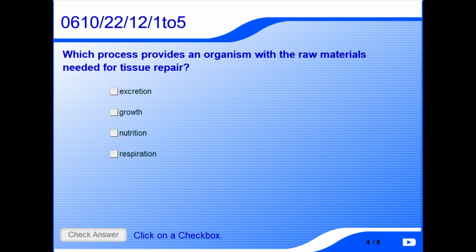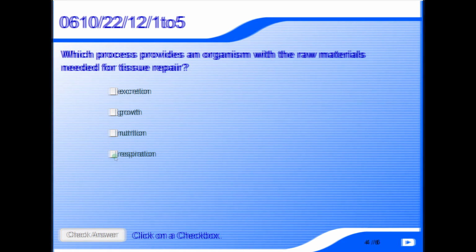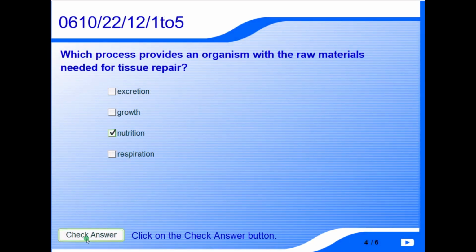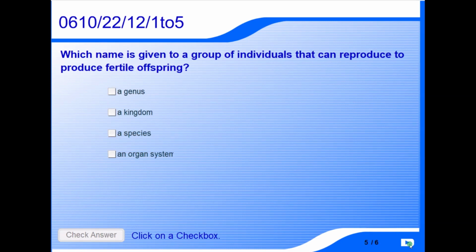The option excretion is removing the waste. It will not provide the raw materials for tissue repair. The option growth is not correct, as it will not provide the raw material for tissue repair. In other words, the growth consumes the raw material. The option of respiration is wrong, as it gives energy by oxidizing the raw material. It also does not provide the raw material for tissue repair.